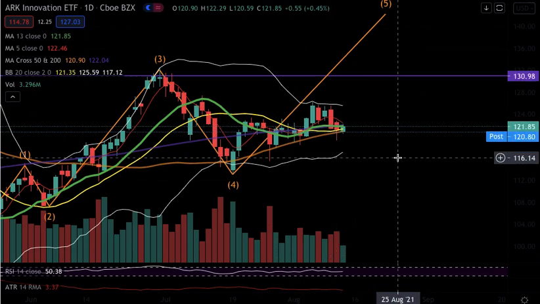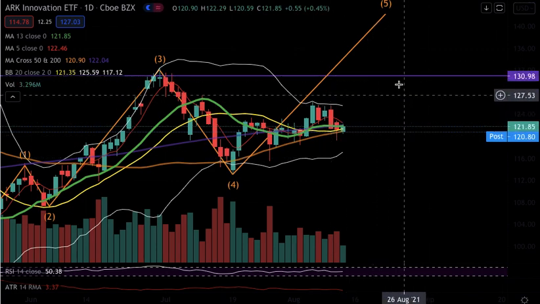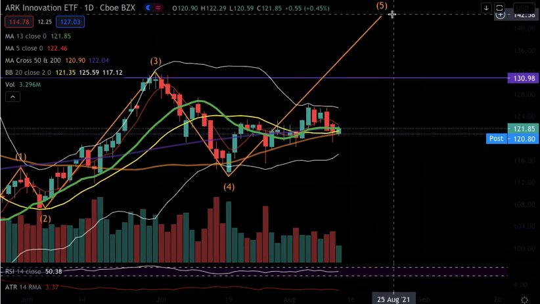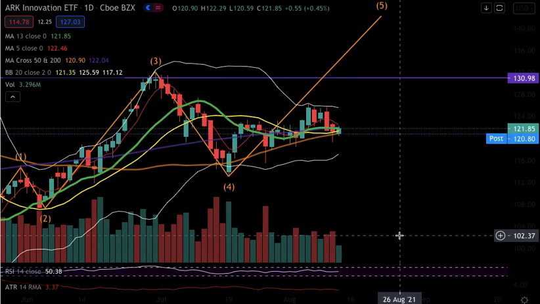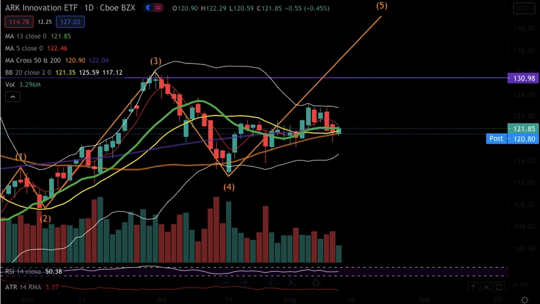So what we need ARKK to do is make that higher high, and I'm hoping to see it get up to our price target of 131, and then our second price target of 142, okay? So let's see what it wants to do. We need it to continue to stay above the 50-day moving average. 50-day moving average is at 120.90, but it may slope up tomorrow. So we want to see ARKK stay above 121.